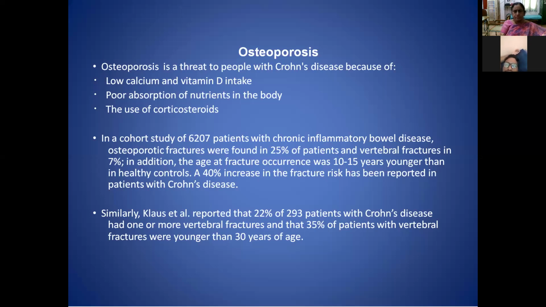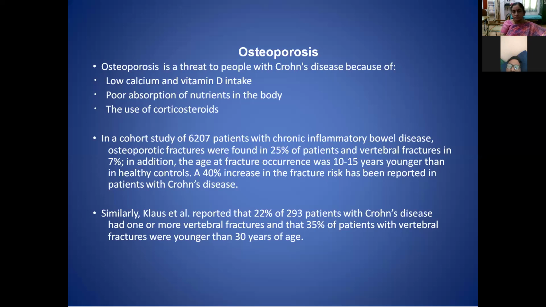So there are two points here. Definitely these people have a high incidence of fractures of any bone, including the vertebra. That is one. And the second thing is, the fractures occur at an earlier age, 10 to 15 years younger, when compared to normal individuals.